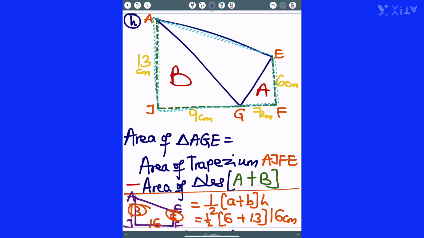original rectangle very well, this part is 6 centimeters. This part is what? 13 centimeters. Those are the two parallel sides of the trapezium. Now, the perpendicular height of the trapezium, or the perpendicular distance between the two parallel sides, is what? 16. This is it here.